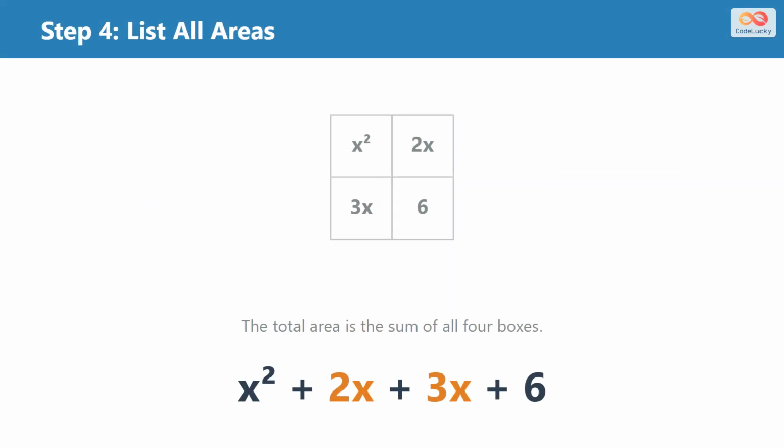The total area of our large rectangle is simply the sum of all the smaller boxes. So, let's list them out. We have x squared plus 2x plus 3x plus 6. This long expression represents the product of our two binomials.